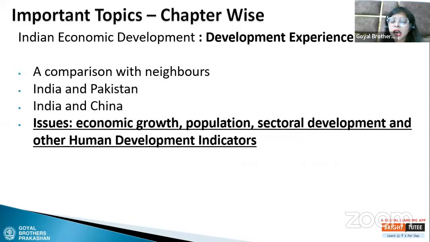Then we have the last unit, that is the development experience, comparison of India with Pakistan, comparison of India with China. For that, you really need to address the tables and the figures of the various human development indicators, growth, population, sectoral development, each and everything. Please do focus on all the tables, all the comparison figures that are given.